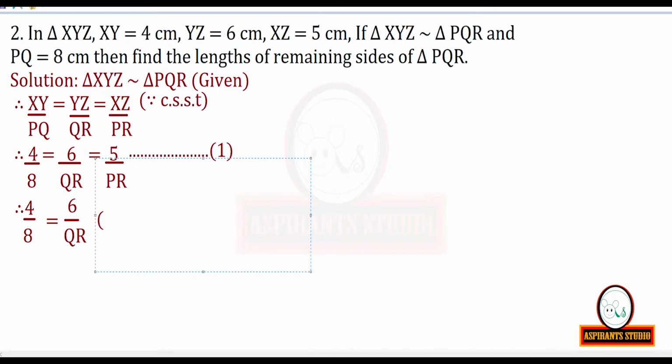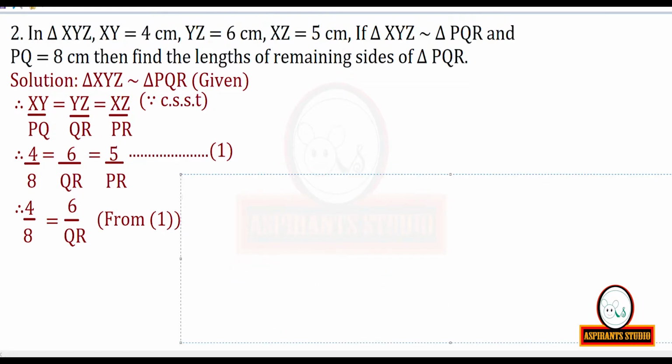And you can find out the value of QR by cross multiplying. 4 multiplied by QR, otherwise QR multiplied by 4, is equal to 6 multiplied by 8. Two fractions are there, in between you have the equal to sign. So one value is unknown, so you have to find the unknown value. So do the cross multiplication. QR multiplied by 4 is equal to 8 multiplied by 6.